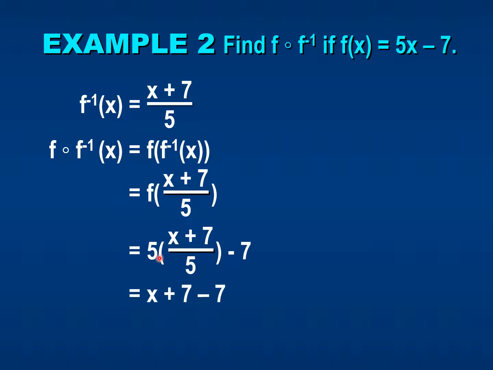So my 5 cancels. I'm left with x plus 7, and then the minus 7. So I end up with x. As long as I get x whenever I compose f and f inverse, that proves that those are inverses of each other.